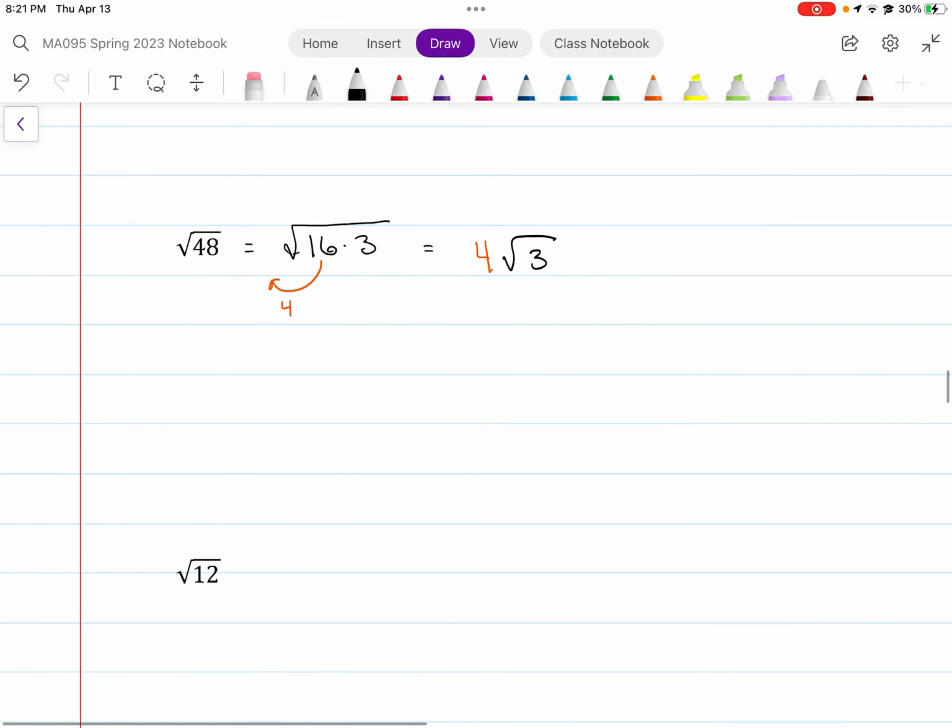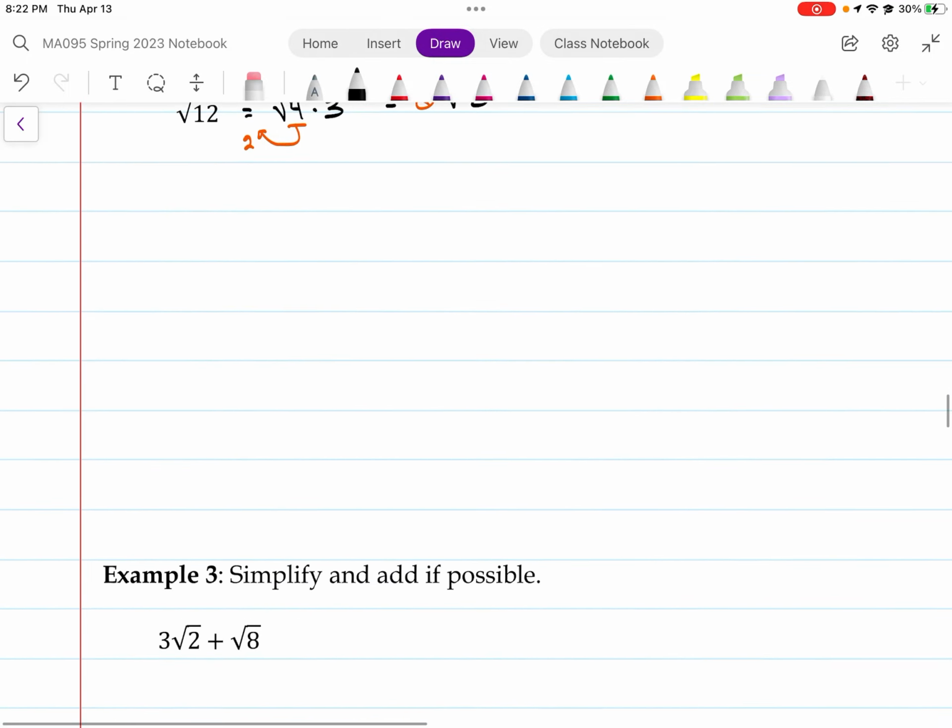All right, the next one, you will see that 4 goes into 12 3 times. So now this 4 is going to come out. You have to take the square root of it. It becomes a 2. So that 2 will be here on the outside, square root of 3. And now here's how you check. Grab your calculator and take the square root of 12. And then take 2 times the square root of 3. Do you get the same decimal answer? And if you do, you did it right. So it's a great way to check.